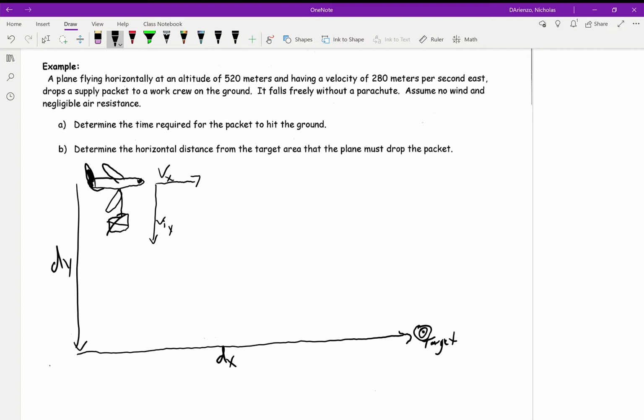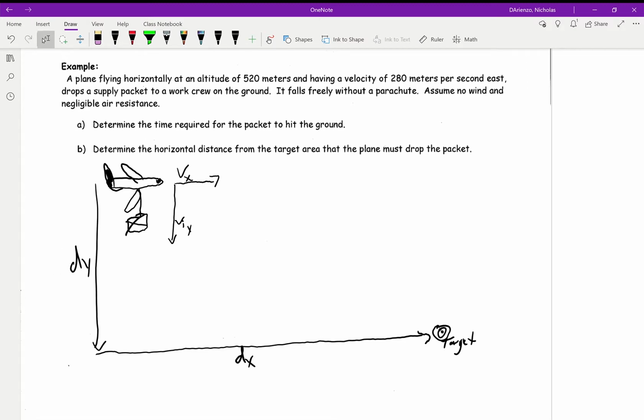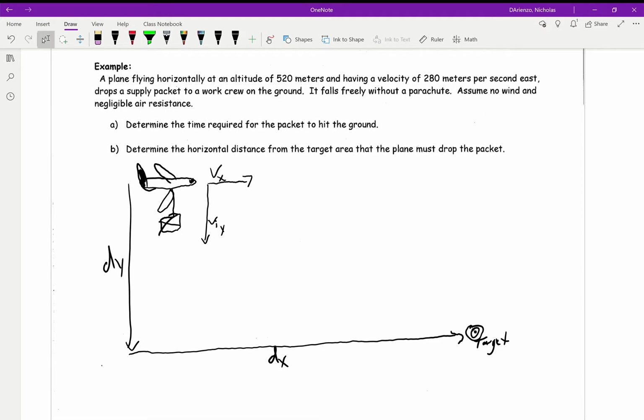So the first thing, let's identify what we know and try to label this diagram. What do we have? Well, we know this distance in the Y direction: it's flying at an altitude of 520 meters. As we define the motion of this crate, we're going to look at it in two dimensions, in the Y direction and in the X direction.